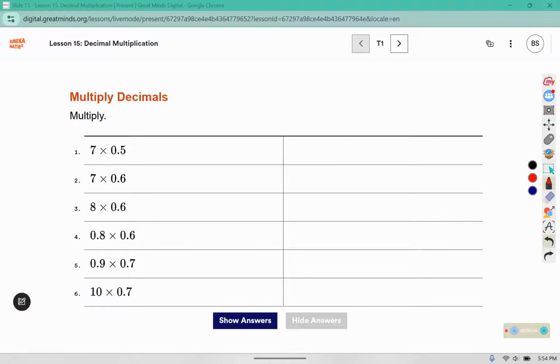We are multiplying decimals. I'll do 5 and 6. We have 0.9 times 0.7. 7 times 9 is 63. We have 2 decimal places in our question, so we need 2 in our answer.